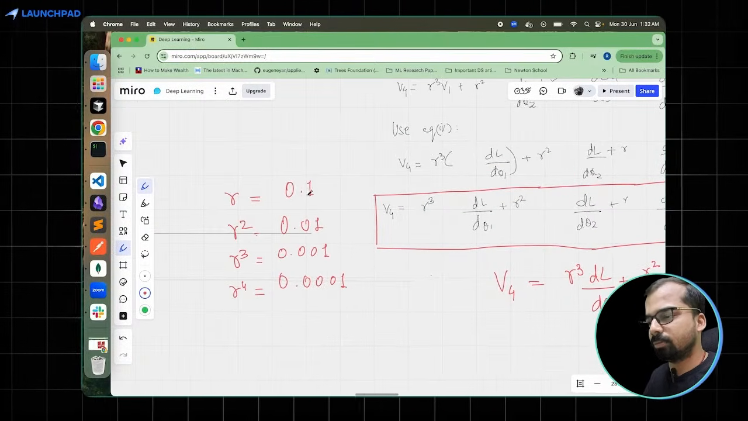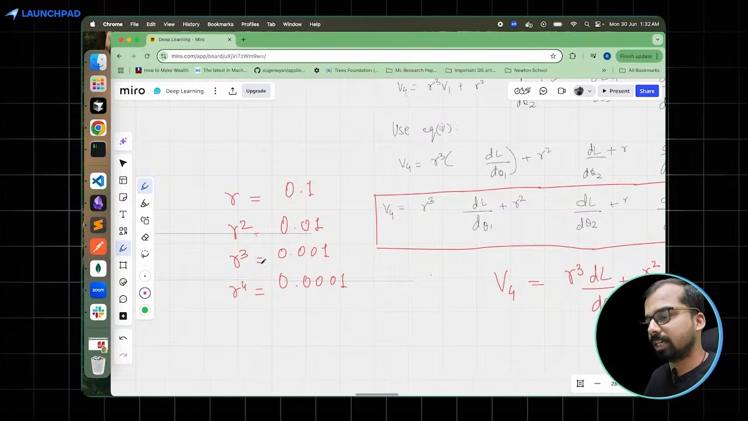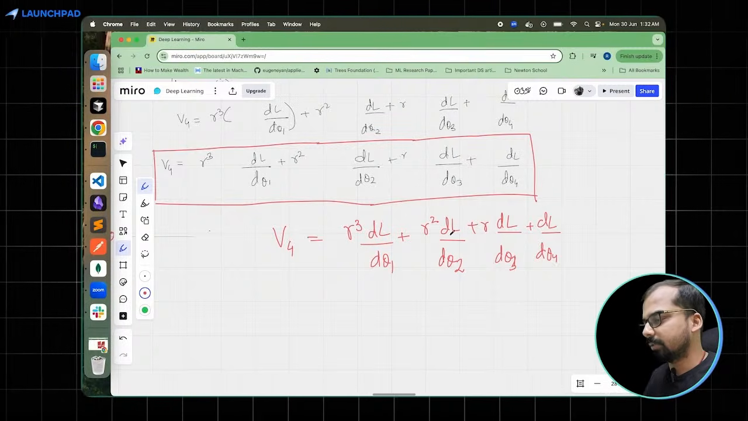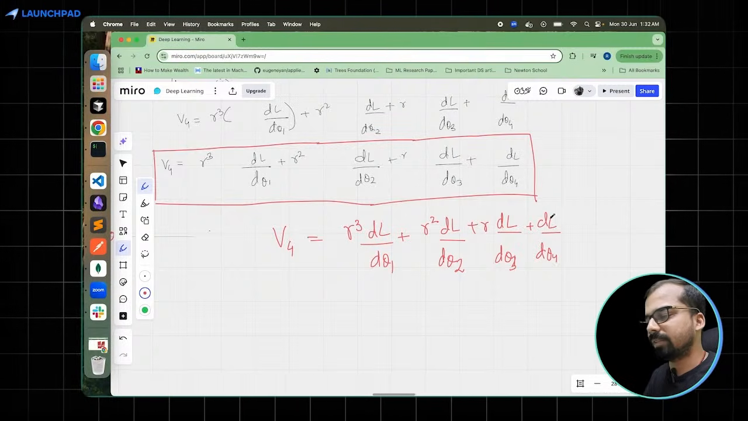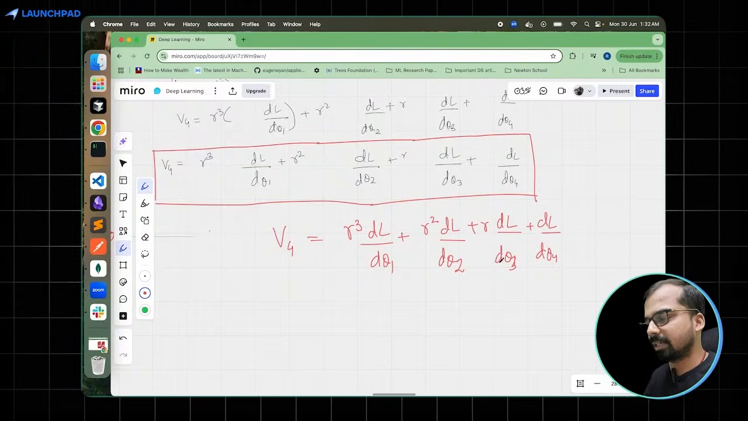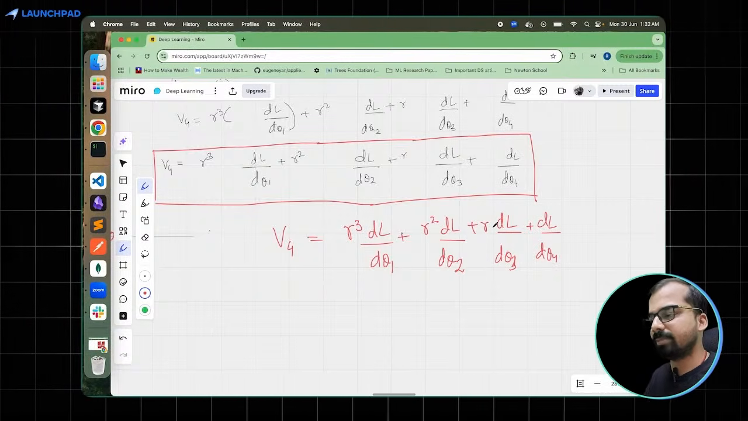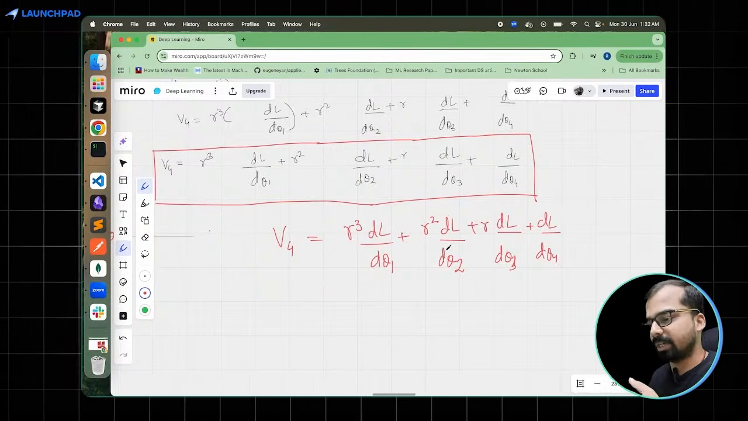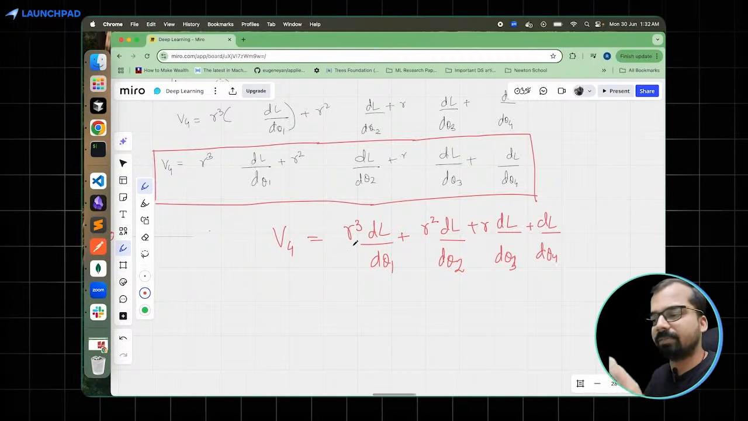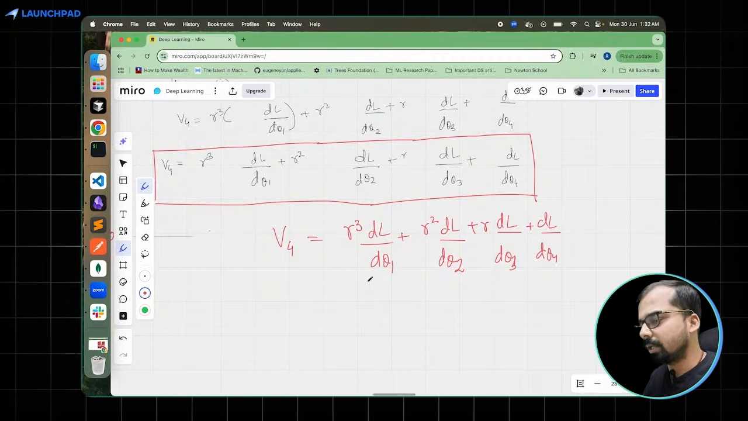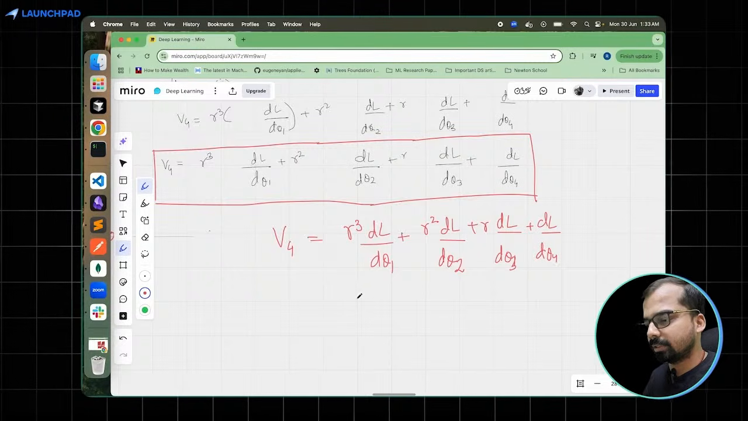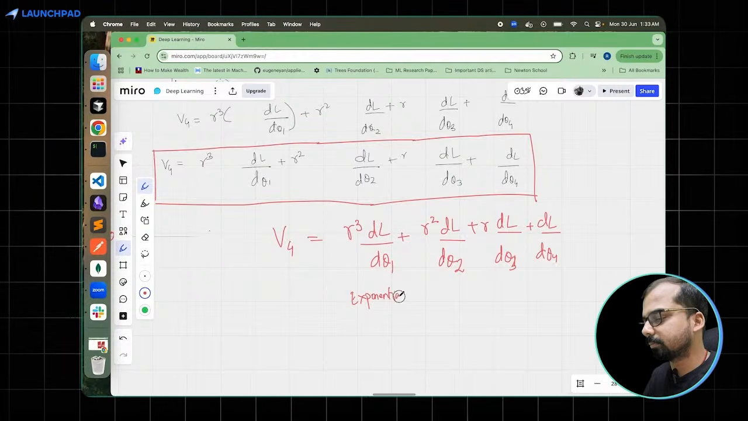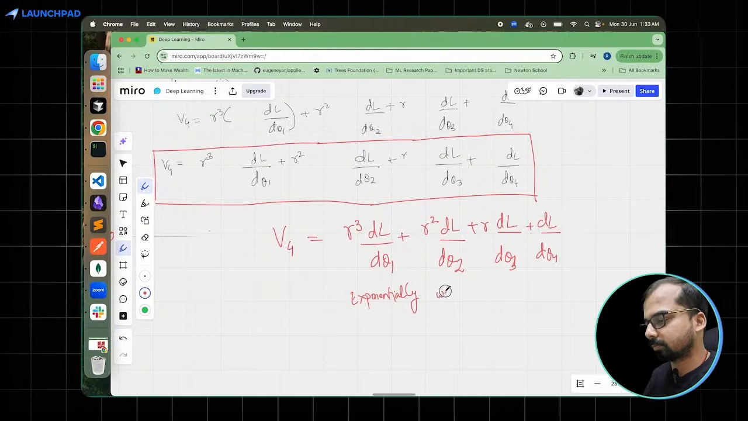Now if gamma was 0.1, gamma square will be 0.01, and gamma cube will be even smaller. So don't you think V4 will actually give the highest weightage to the current slope, plus some small weightage to just one timestamp back, plus an even smaller weightage to two timestamps back, and so on, right? Here I have done till 4 timestamps. So this is actually known as exponentially weighted moving average.